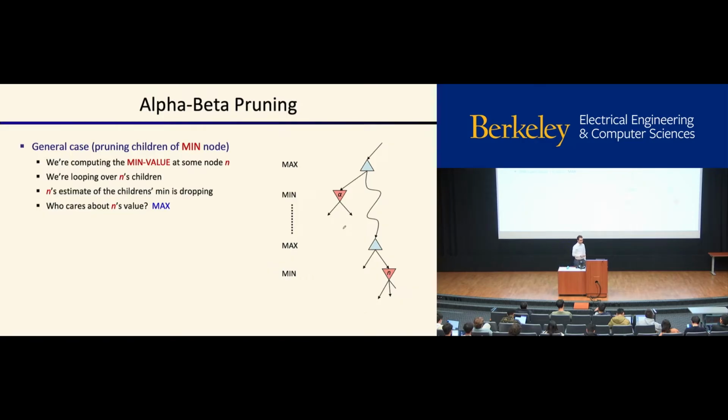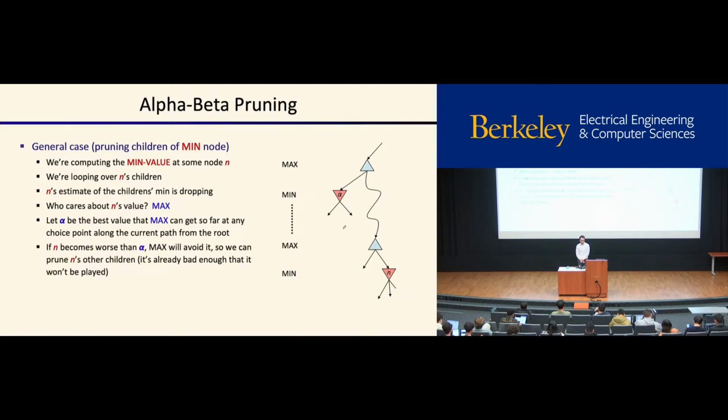We're going to call that node alpha. If alpha is the best node that max can get to from any decision point of any max node along this path to get to n, then max will always have a better option and we won't go down this path to get to n. So if n ever becomes worse than alpha, we can stop, because it's already bad enough that it will never get picked.